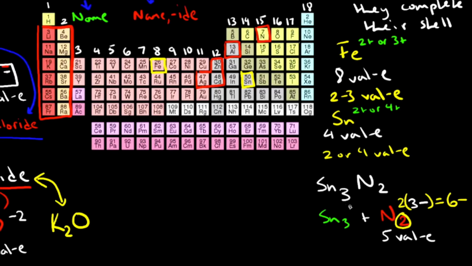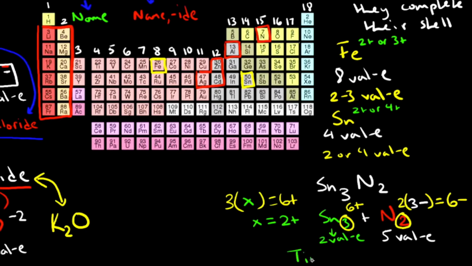And we know that ionic bonds have to have a balanced charge, so the tin atoms have to have a net charge of 6 plus. And we have 3 tin atoms. So we can set up a basic equation: 3 times our mystery charge, which I'll label as X, is equal to 6 plus. And we can easily calculate that X is a charge of 2 plus. So these tin atoms are giving up 2 valence electrons. All right, so let's rewrite this as a name. We have our first part, our cation, which is Sn, or tin.